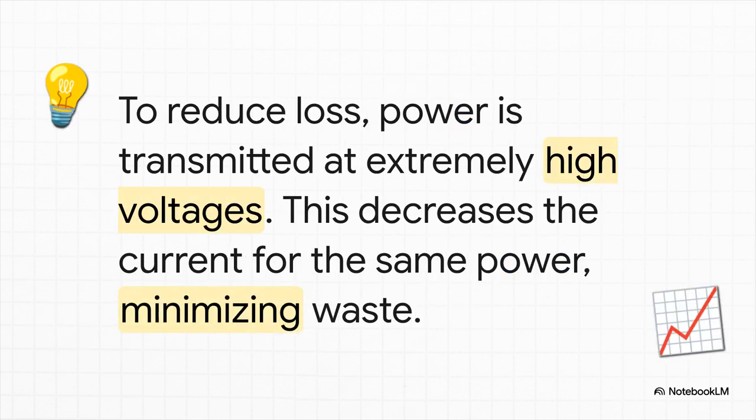So how do you fix it? Well, look at that formula again. The power loss depends on the square of the current. So if you can lower the current, you dramatically lower the waste. And since power equals voltage times current, you can deliver the same amount of power by jacking up the voltage way, way high, which lets you lower the current way, way down. And that is why we have those giant transmission towers, carrying electricity at hundreds of thousands of volts. It's all to stop wasting energy as heat.